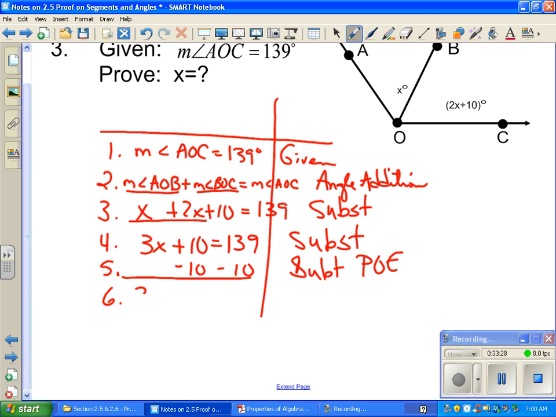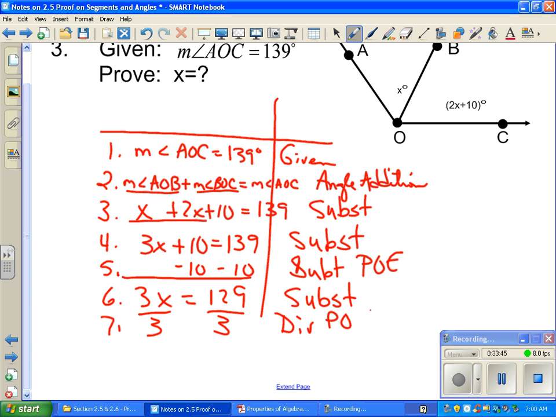And that will give me 3x equals 129. And that is substitution because we've put in the answer for what 139 minus 10 is. Now we know we divide to get rid of multiplying, so let's divide by 3. Division property of equality. And show the answer for dividing by 3. x equals 43. Because 3 goes into 12 4 times, and 3 goes into 9 3 times. So that's how we got that answer, or you can just divide it on the calculator.